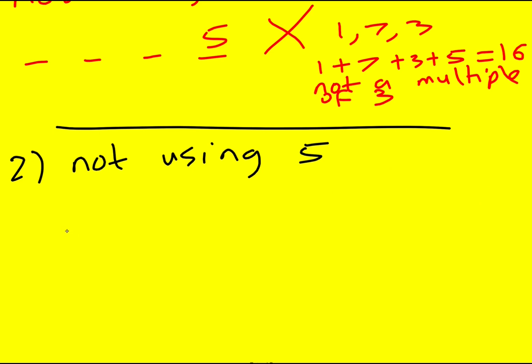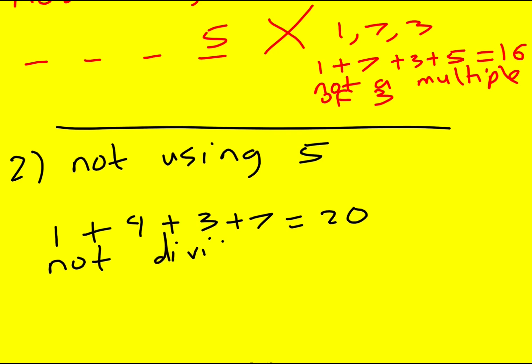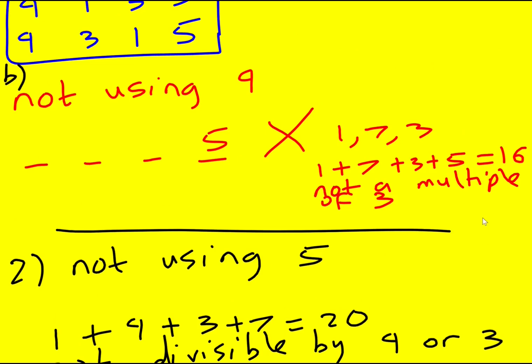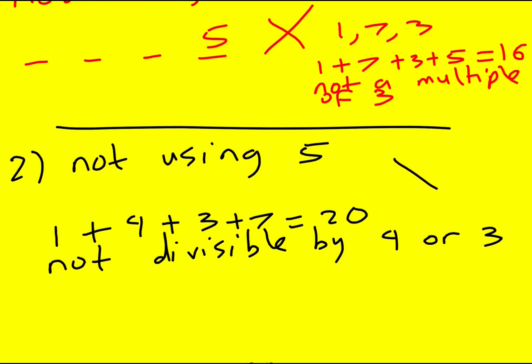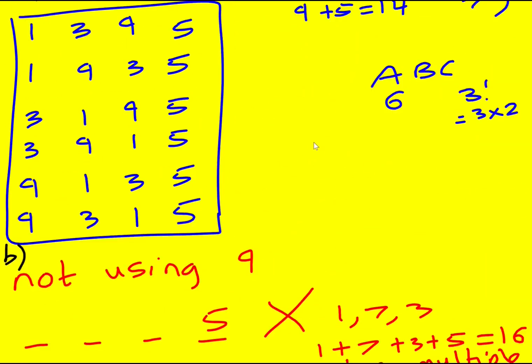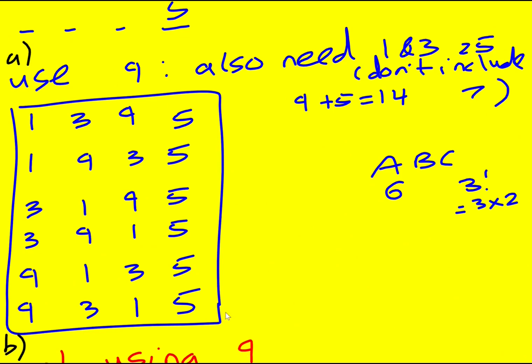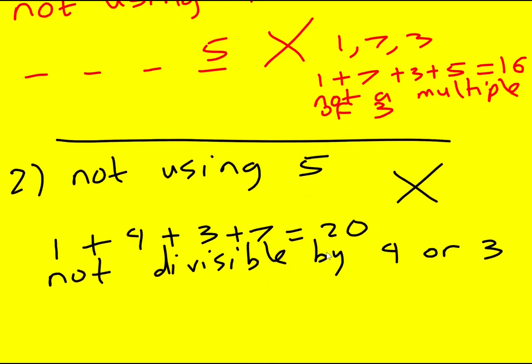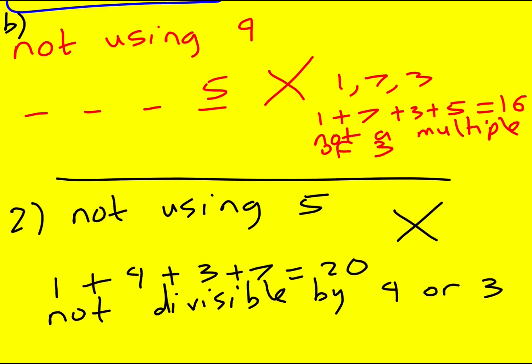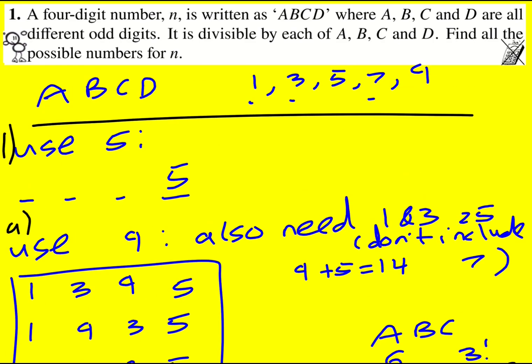So we've got 1 plus 9 plus 3 plus 7, and that is equal to 20. So that's not going to be divisible by 9 or 3. And therefore, we're not going to get any extra ones here. And we've gone through all of them. We've gone through when we have 5, and then the two cases, and then when we don't have 5, it just doesn't work.